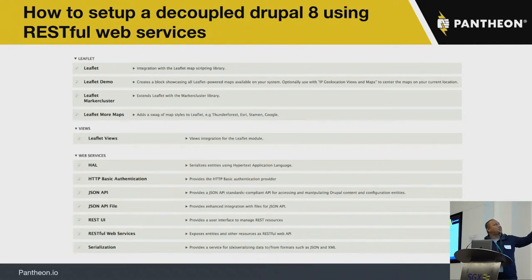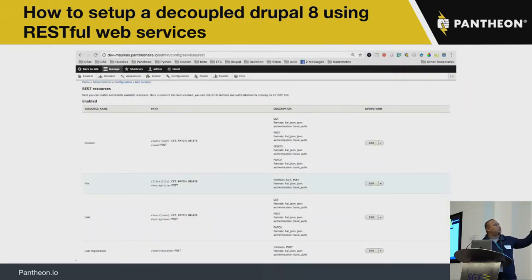So in my case, I've used Leaflet, I've used REST UI, just the basic modules. I did not use a lot of unnecessary modules. And I just enabled the content, the file, the user registration method, the resource. I'm using the authentication, I'm using basic auth, so I need to generate a token to be able to post.